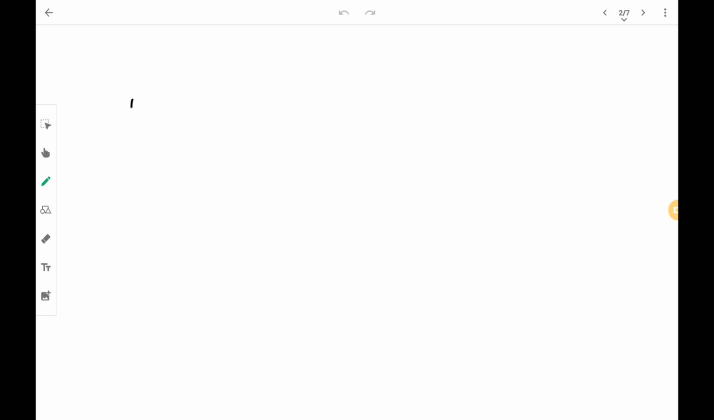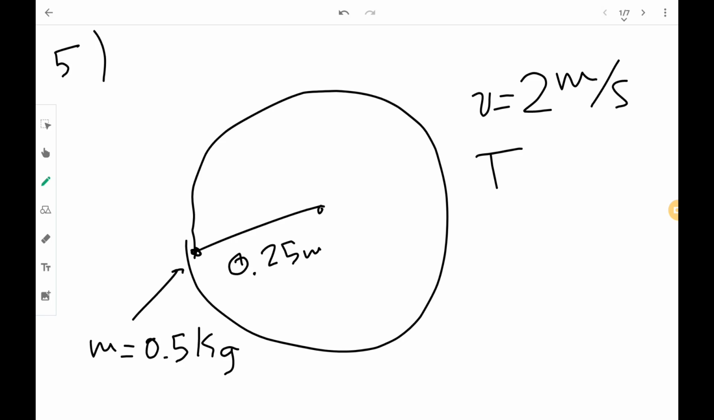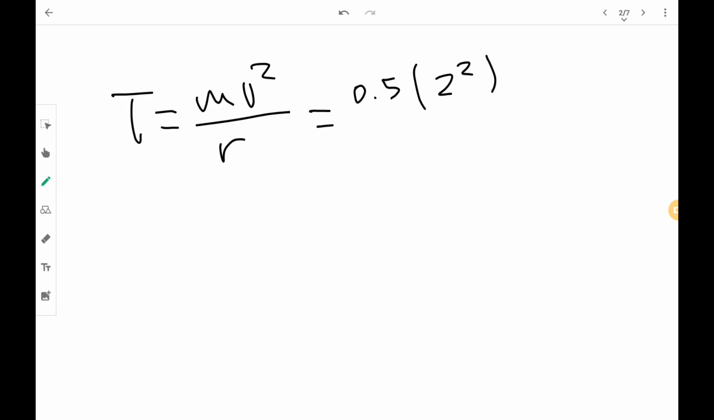So from here you do T equals m v squared over r. The mass they gave you, the mass is 0.5. The v squared, it's 2 squared, and you have this 0.25. You will get 8 Newton.